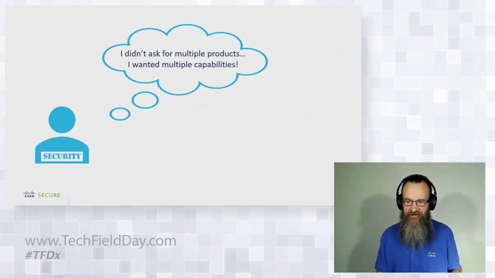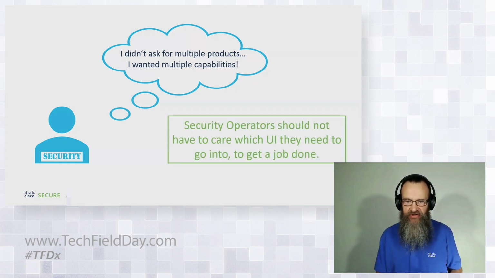Very rarely, if ever, has a security operator said, I wish I had yet another product I had to learn. We want multiple capabilities. We want to add capabilities to what we can do in the course of our jobs. We don't necessarily want to have another vendor, another manual that we're not going to read, another user interface that we have to learn how to traverse. We want to be able to get things done. And we shouldn't have to care which user interface we need to go to get that job done.